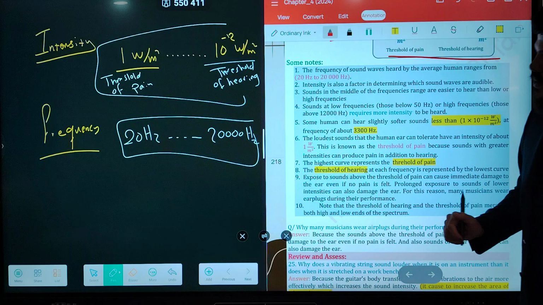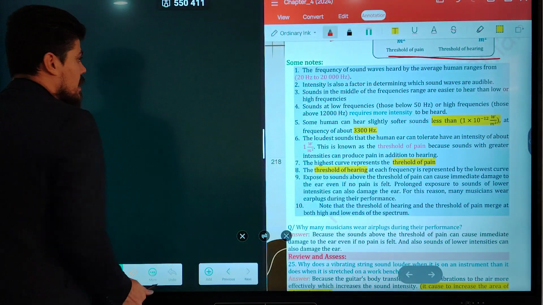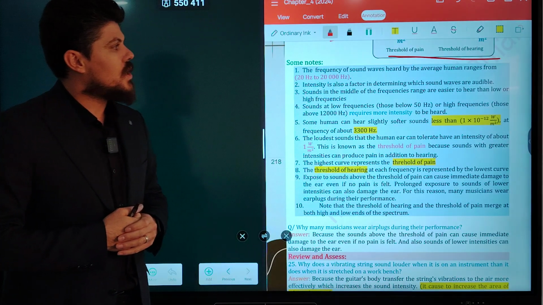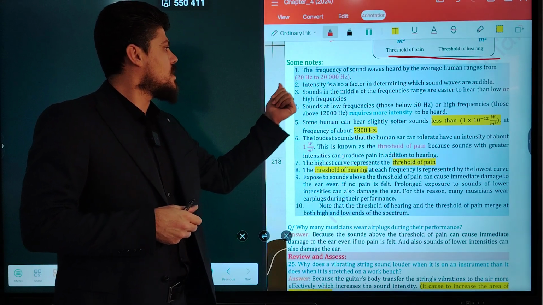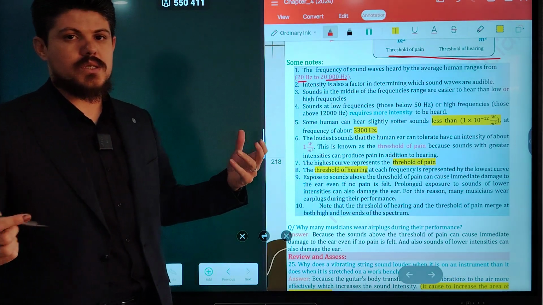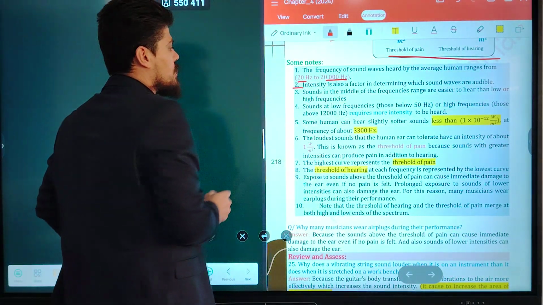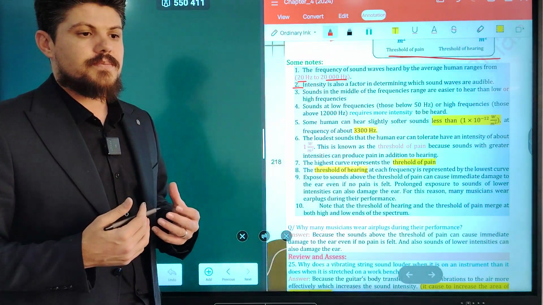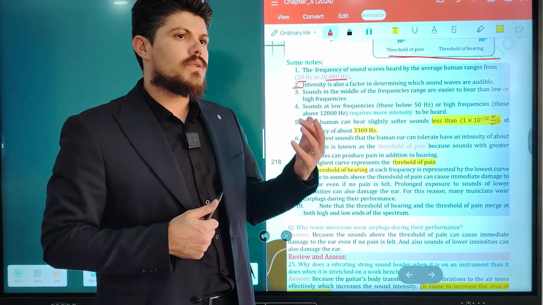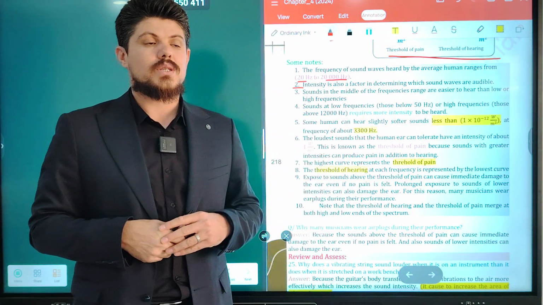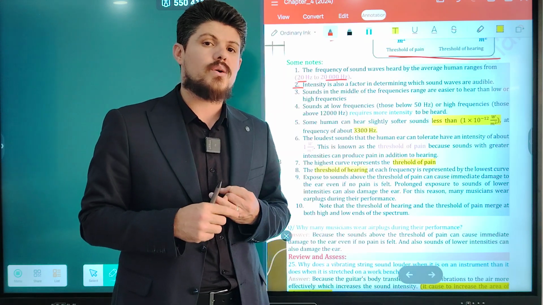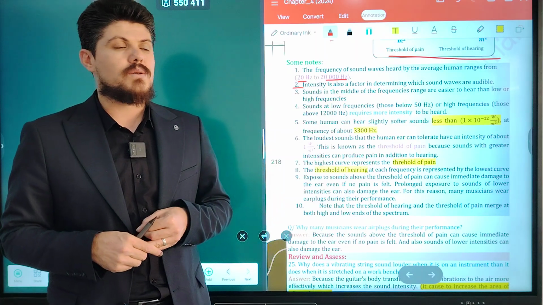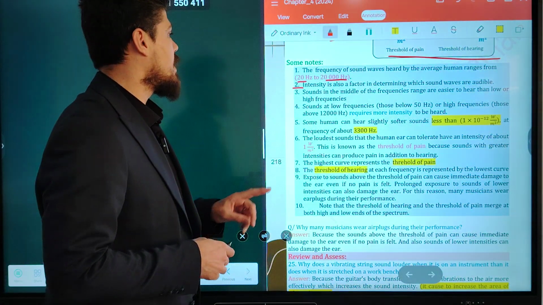Guys, we have some notes. Pay close attention, please, and listen carefully. Note number 1. The frequency of sound waves heard by the average human ranges from 20 hertz to 20,000 hertz. We have studied this. Note number 2. Intensity is also a factor in determining which sound waves are audible. If someone asks you which of the following determines which sounds are audible, frequency or intensity? Both of them. Both frequency and intensity can determine which sounds are audible, not only frequency, not only intensity.